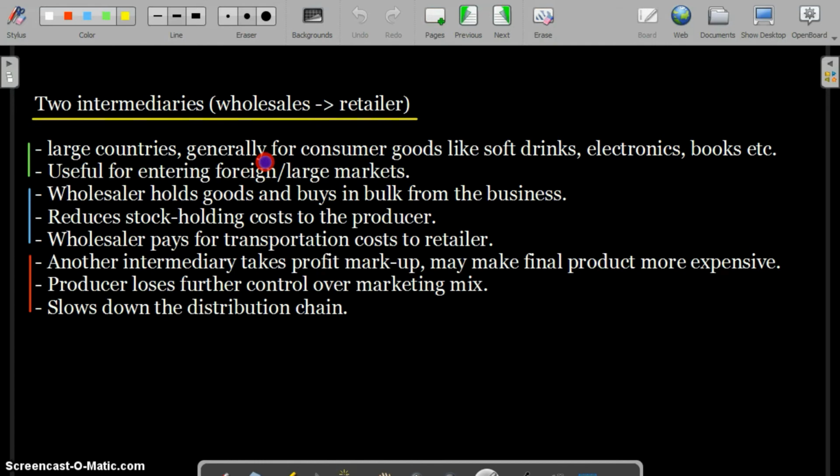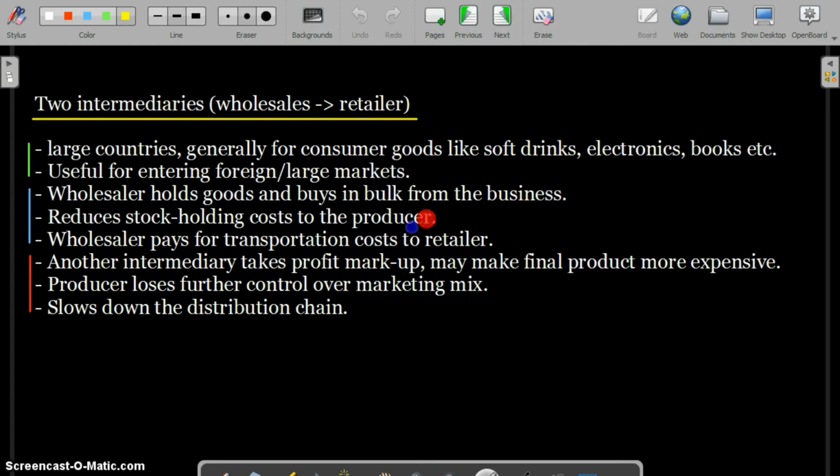So if you have a wider area to cover, you can sell to some wholesalers who will then sell to retailers, and it could be spread throughout the particular region. So there will be more distribution, and as you will be covering a wider area, there will likely be more sales as well. The wholesaler holds goods and buys in bulk from the business. As they buy in bulk, you don't have to be concerned about the delivery cost to the wholesaler. You will buy a large amount in bulk, so the shipping cost will generally be less.